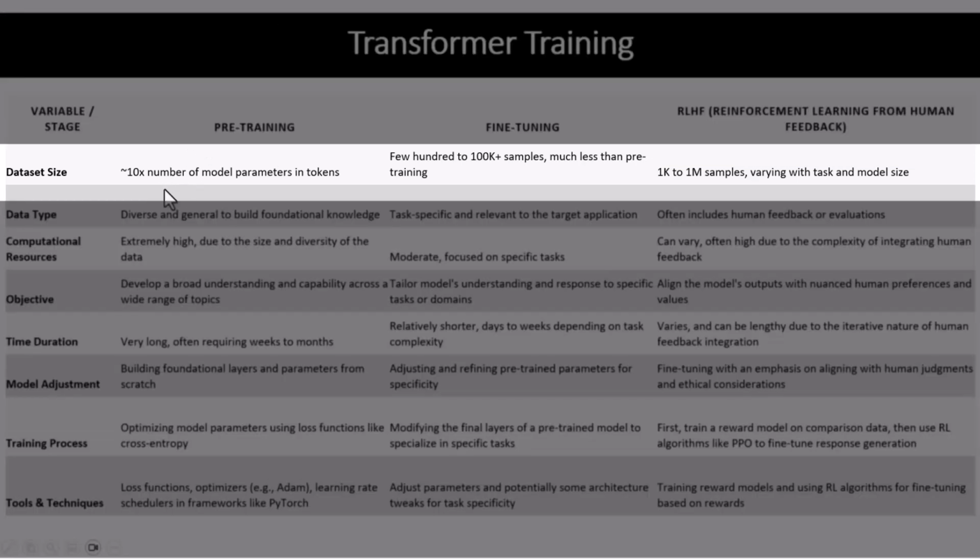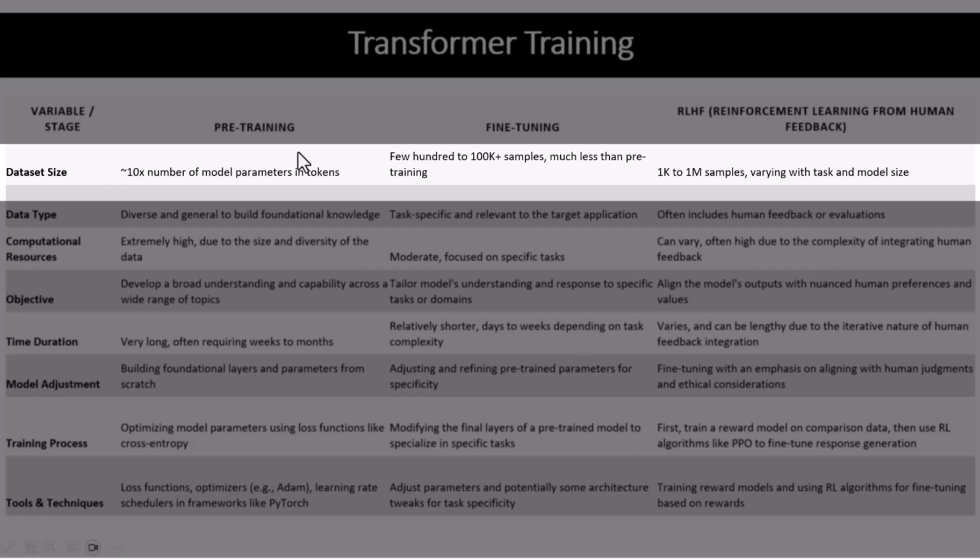As shared, in the pre-training we start from scratch. The model doesn't have any knowledge of the world. In this stage of training, the dataset size is usually 10 times the number of parameters of the model. For instance, if we have a model of around 1 billion parameters, then we should think about a data size of about 10 to 20 billion tokens.